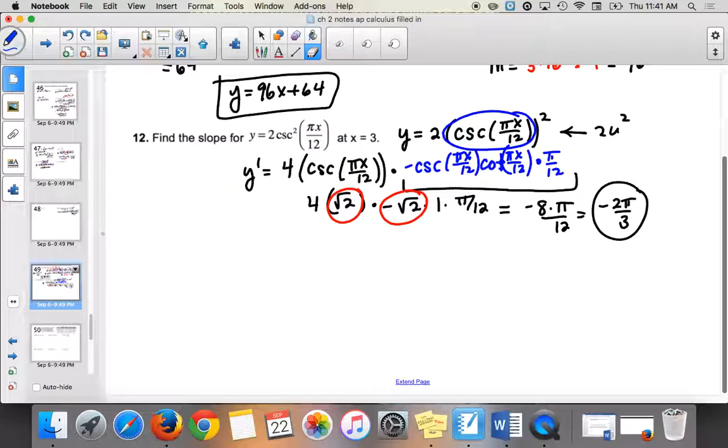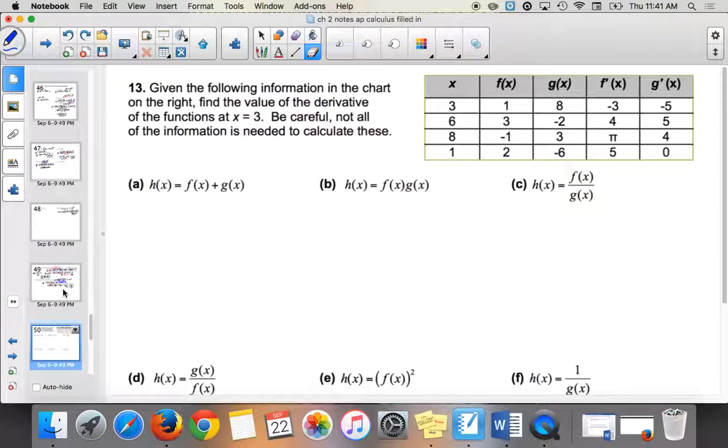With an equation you would have to plug in pi over 3 to find a point, but it's just asking for the slope of this one. So you're done. All right, so I'm going to skip the chart problem because that's actually on your homework. So I'm going to leave that off.